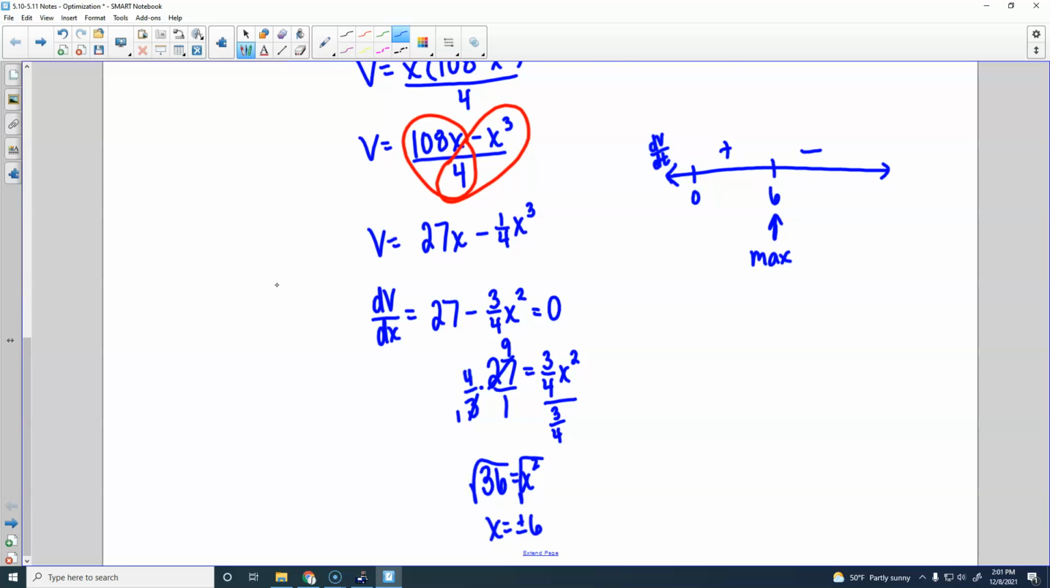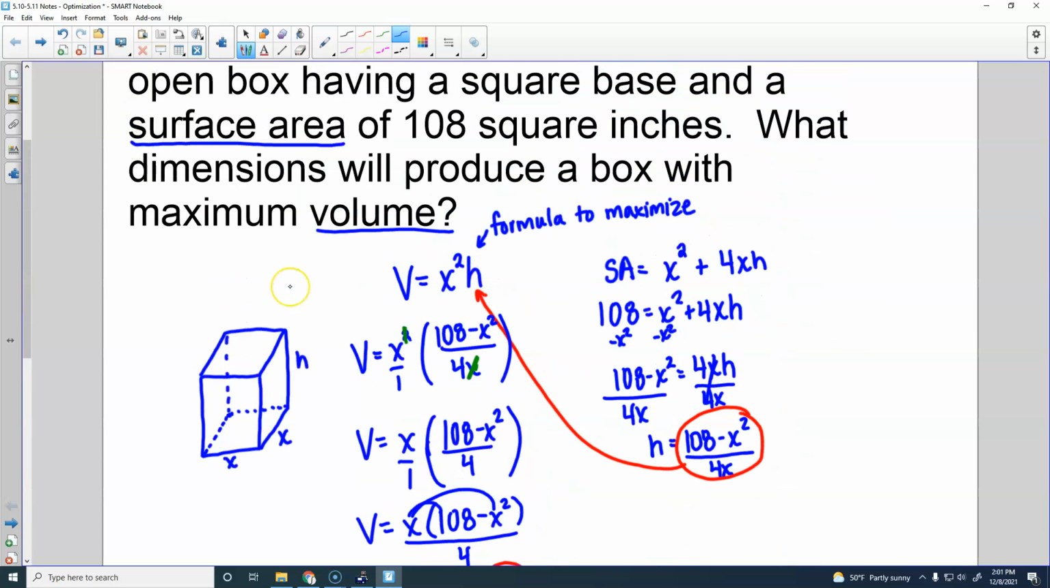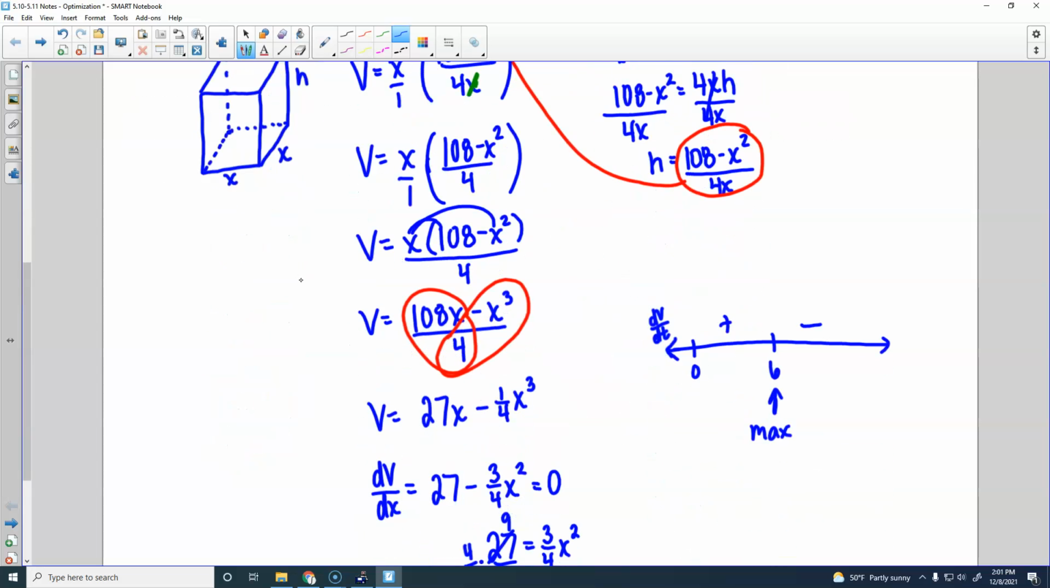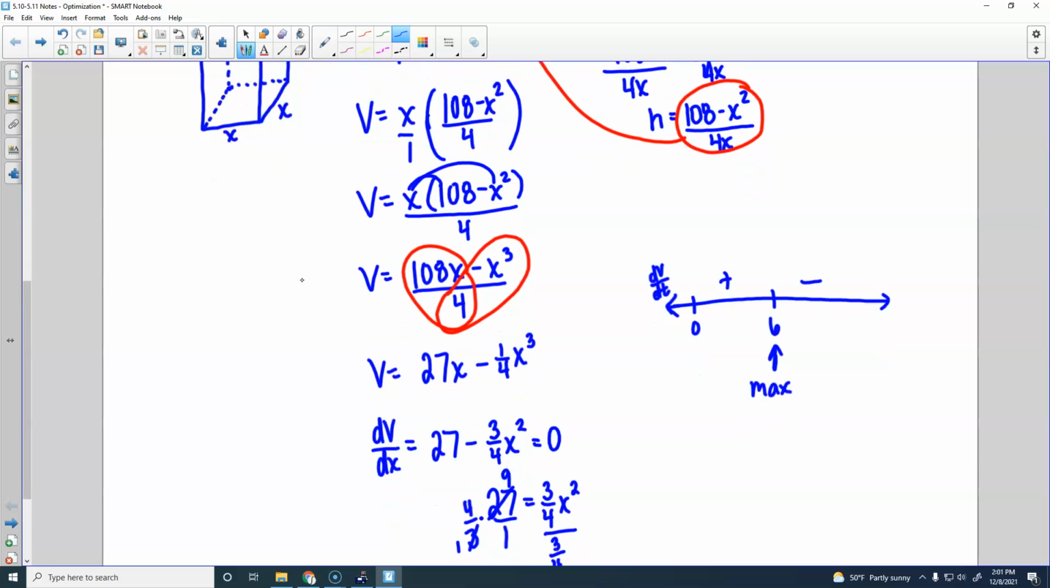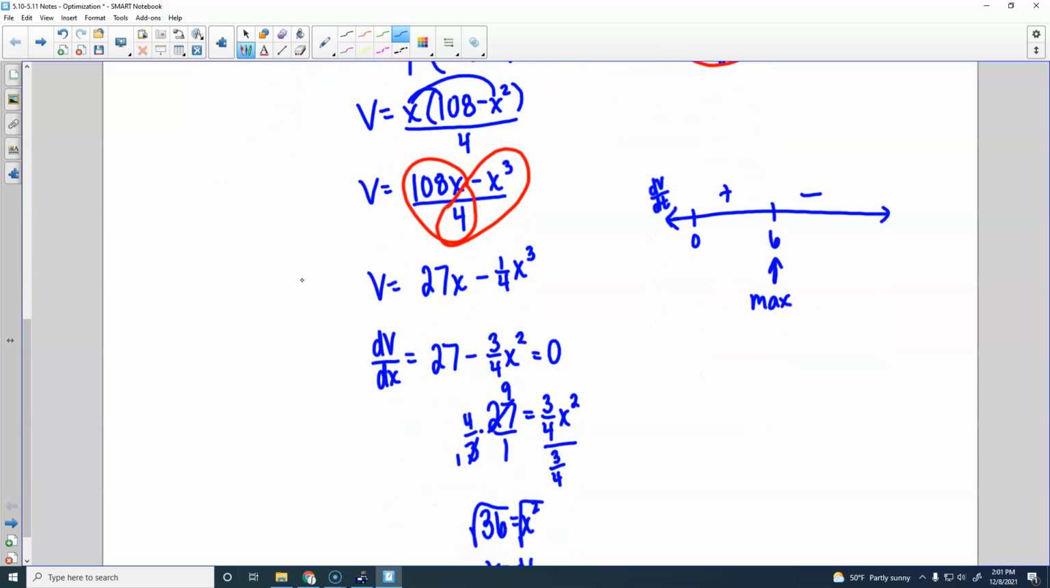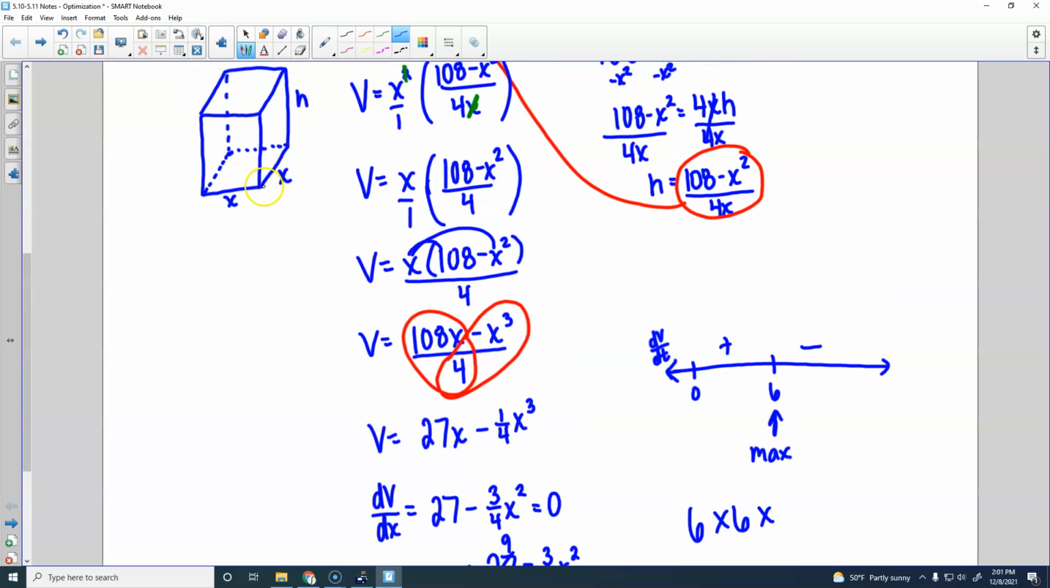And I need to scroll back up and see what it was asking. What dimensions will produce a box with maximum volume? So it didn't ask for the volume, it asked for the dimensions. So it would be 6 by 6 by, how do I find the height?